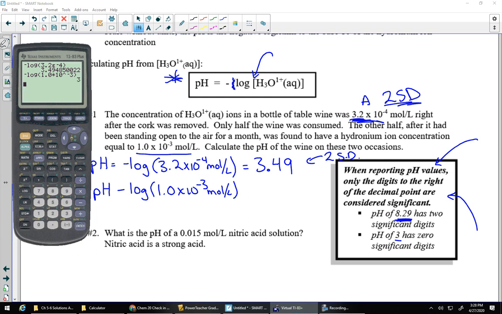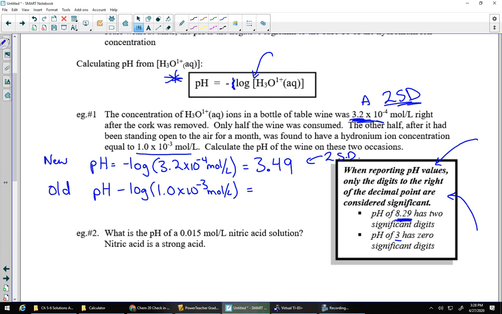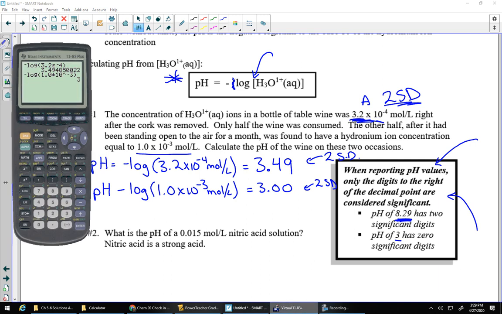So I hit enter, and that gives me a pH of 3, but I need 2 significant digits, so it's actually a pH of 3.00, because again, I want 2 sig digs. Wonder how that sits with people. Pretty good, I hope. So all it really is, is plugging this in and knowing the formula. It's not the hardest thing we've ever done, that's for sure.